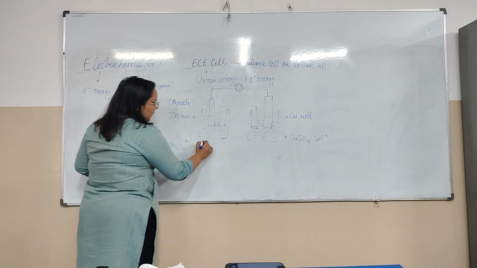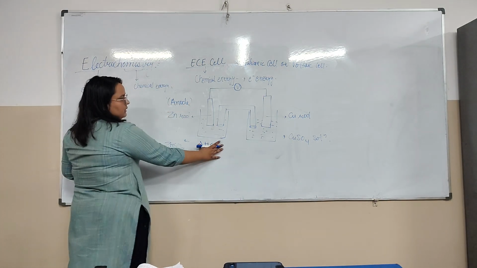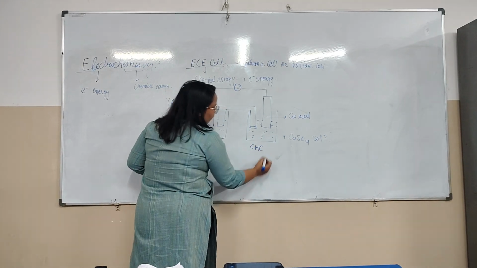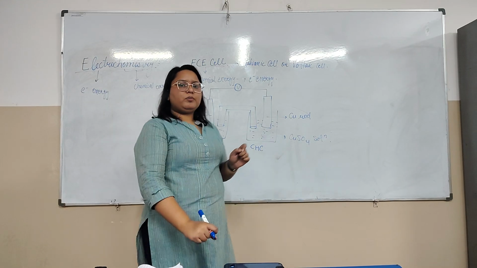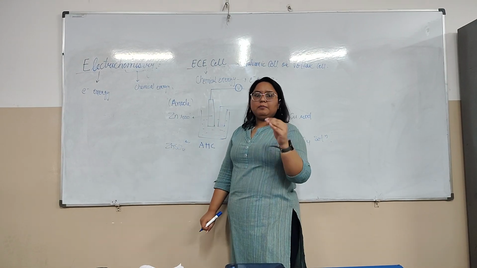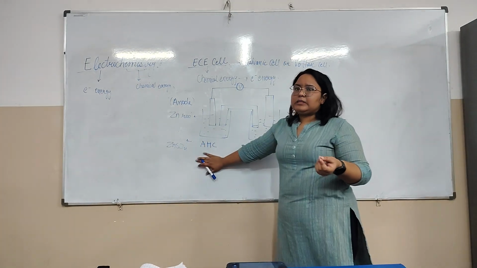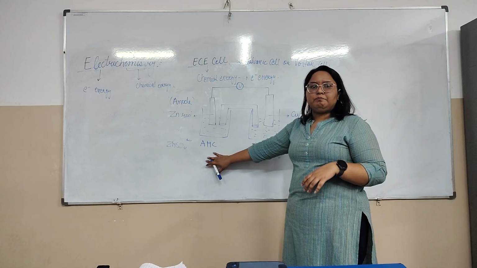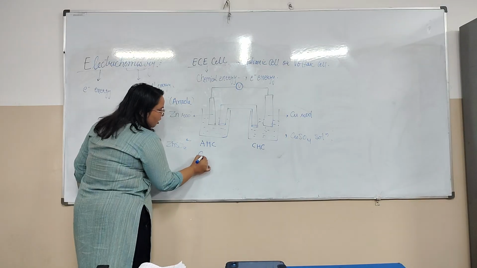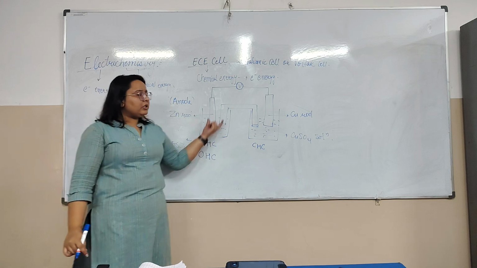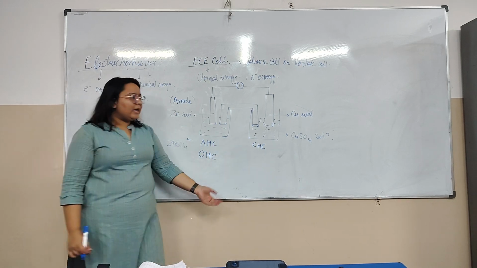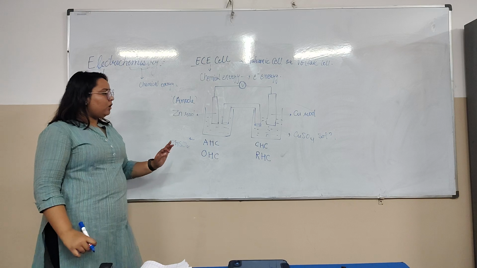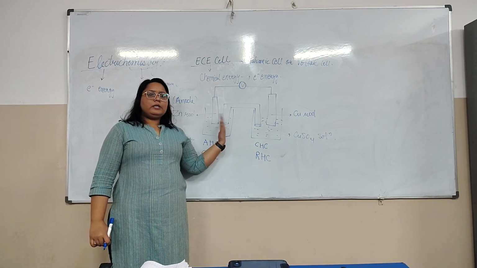Now this is the anode half cell. This part of the cell we will call the anode half cell, and this part we will call the cathode half cell. Always, always, I'm telling again, always, oxidation happens at the anode, whether it is an electrochemical cell or an electrolytic cell. So we will also call it the oxidation half cell. Now if oxidation happens at the anode, reduction will happen at the cathode. So we will call it the reduction half cell.